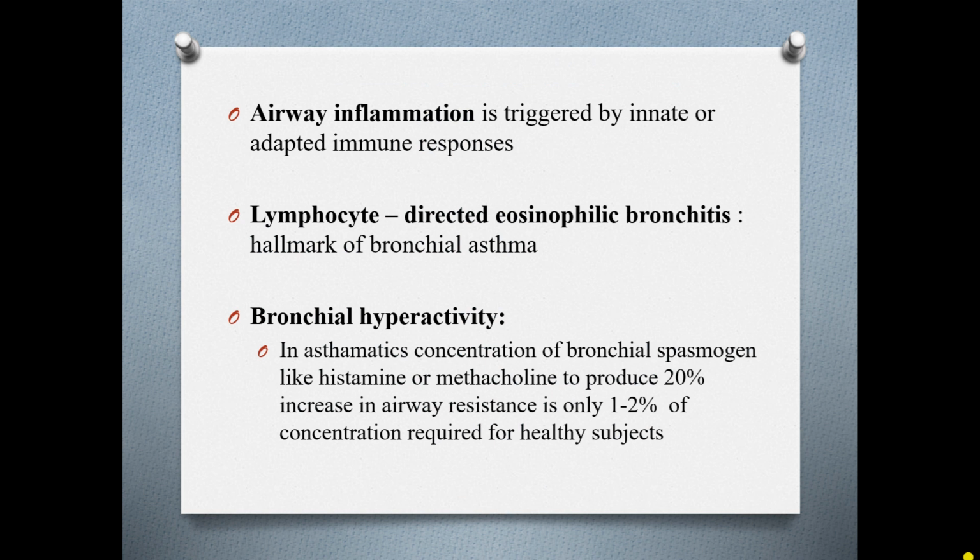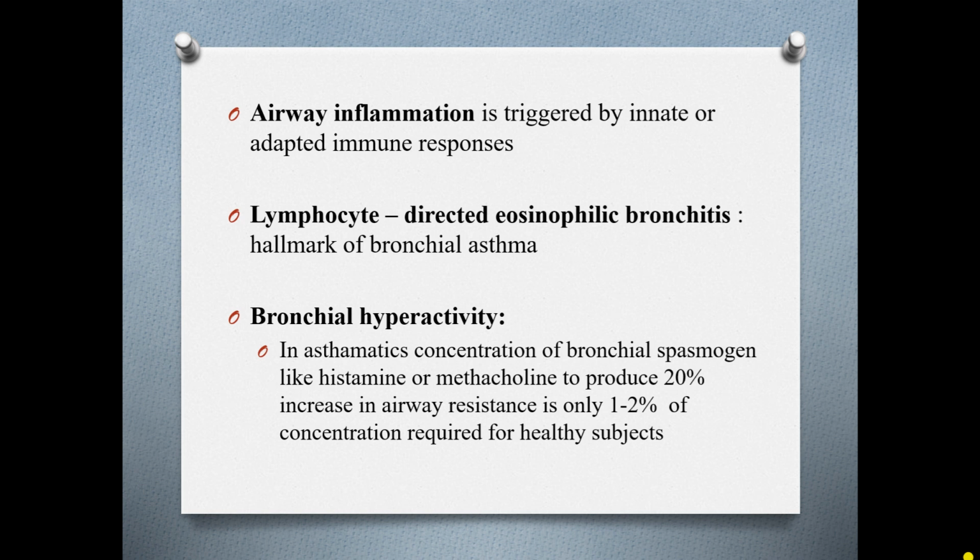In asthma, two, three things are very important pathophysiologically, which I am going to describe in brief. First is airway inflammation, which is triggered by innate or adaptive immune response. Second is lymphocyte directed eosinophilic bronchitis, which is the hallmark of diagnosis for bronchial asthma. If you take out the bronchial secretion through bronchoscopy and look at it under the microscope, in that secretion you will find the lymphocyte directed eosinophilic bronchitis. And another important factor is bronchial hyperactivity.